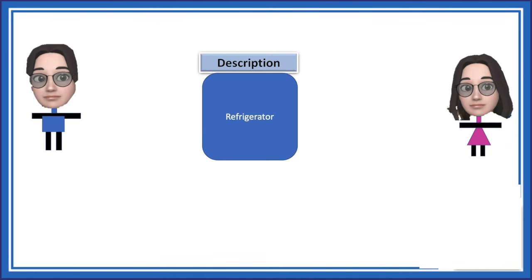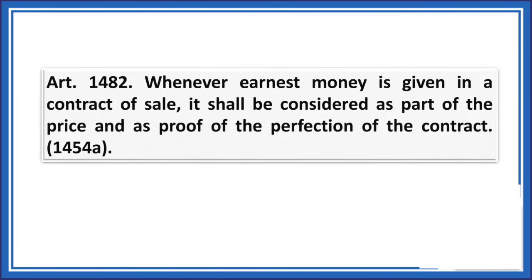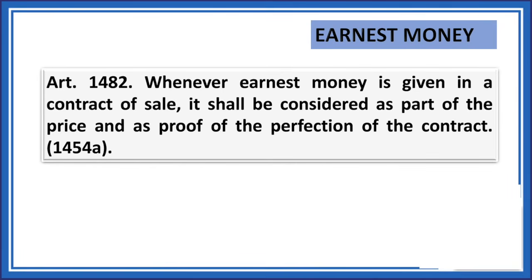Now, wag na nating patagalin. Let's proceed with Article 1482. Whenever earnest money is given in a contract of sale, it shall be considered as part of the price and as proof of the perfection of the contract. Okay, so earnest money na tayo. Earnest money is actually part of the purchase price. It is also a proof of the perfection ng contract.